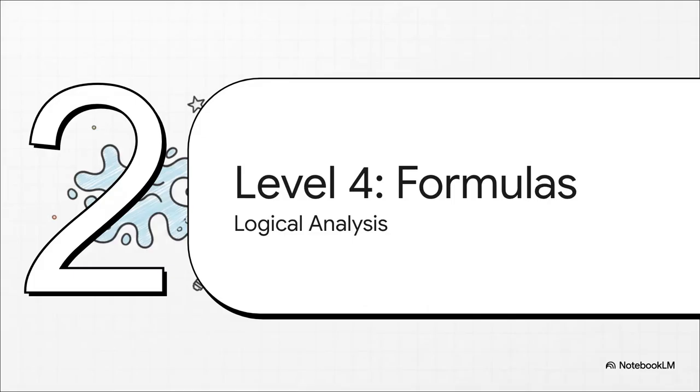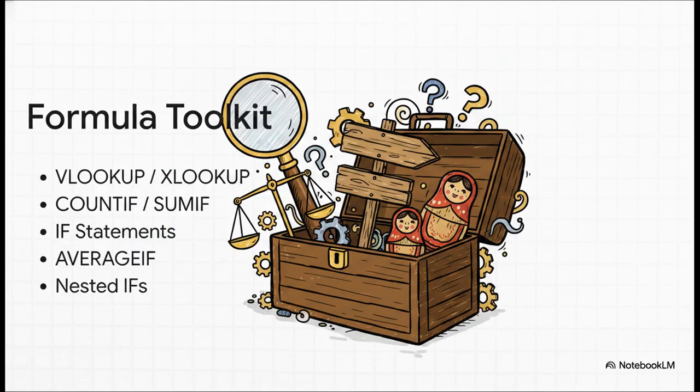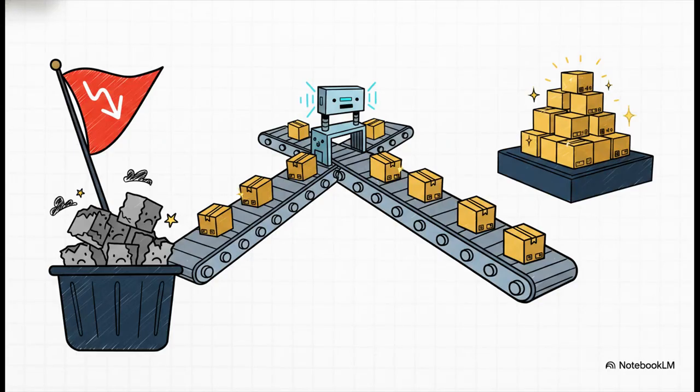Time to dig a bit deeper. Level 4, advanced formulas, logical analysis. To really upgrade our analytical toolkit, we need to apply a specific arsenal of formulas. We're talking VLOOKUP or XLOOKUP to pull in specific customer details, COUNTIF and SUMIF to aggregate those regional totals. We'll use IF statements to create profit flags, AVERAGEIF to actually measure the impact of our discounts, and nested IFs to rate our shipping speeds, like fast, normal, or slow, based on the exact number of days it took to ship.